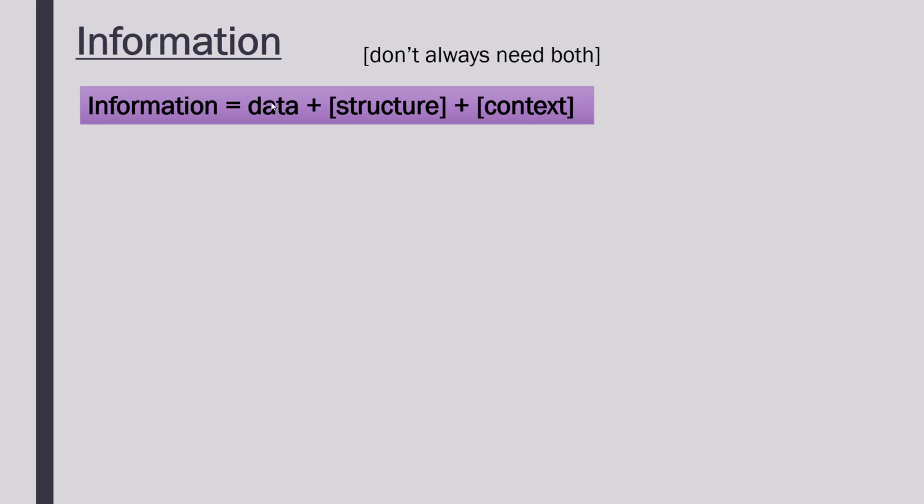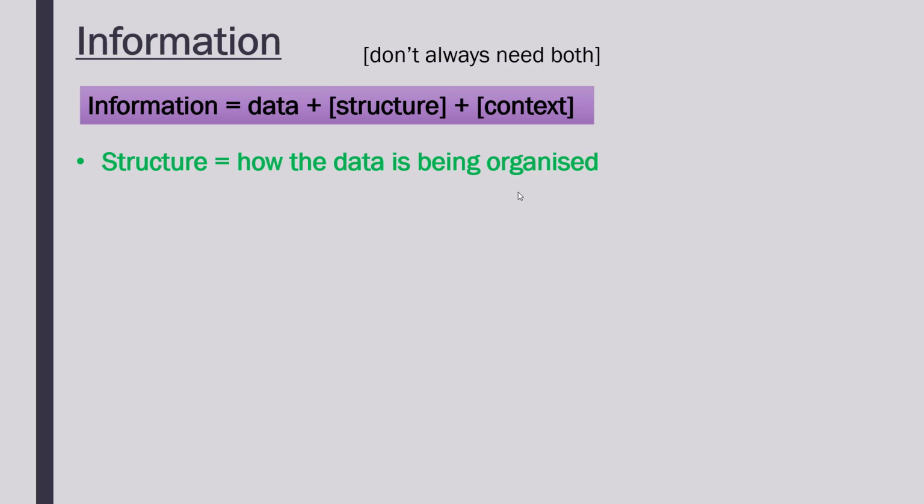So I've put square brackets around the two words structure and context, because that's meant to show we don't always need both. We need one of them. We can't just have information being data. We need some processing. But we might just have structure added, we might just have context added, we don't necessarily need both. In terms of what each one means, the structure of data is how the data is being organized, how it is being laid out.